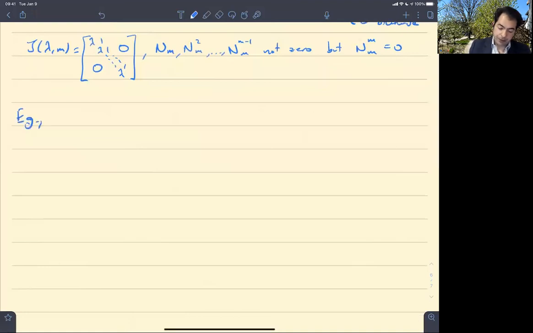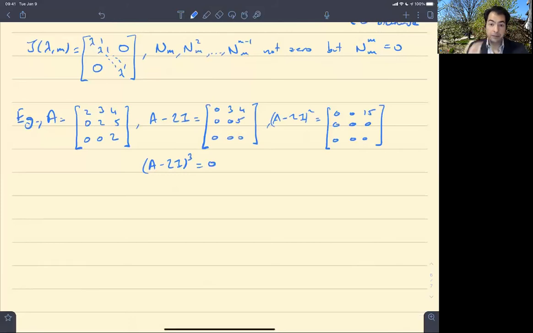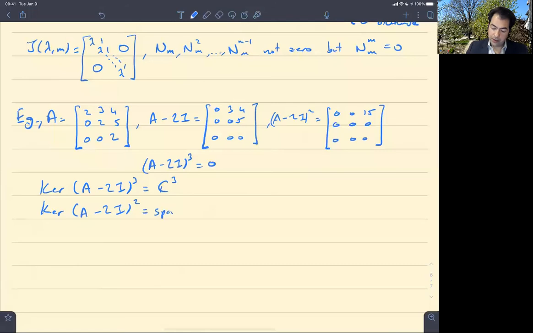So, for example, let's say you have a matrix that looks like this. You have 2s on the diagonal, and then above that you have, say, 3, 4, 5. So A minus 2 times the identity would be this strictly upper triangular matrix. If you were to square that, you would have this even more strictly upper triangular matrix. And if you were to take the cube power, you would get 0. Okay, so the kernel of A minus 2 times the identity cubed is all of C3. The kernel of A minus 2 times the identity squared is the span of E1, E2, and the kernel of A minus 2 times the identity is equal to the span of E1.